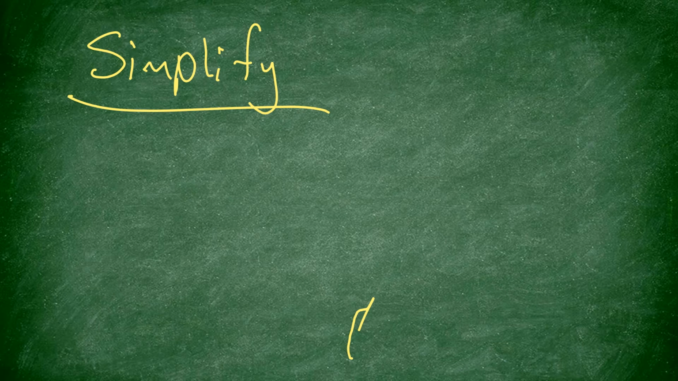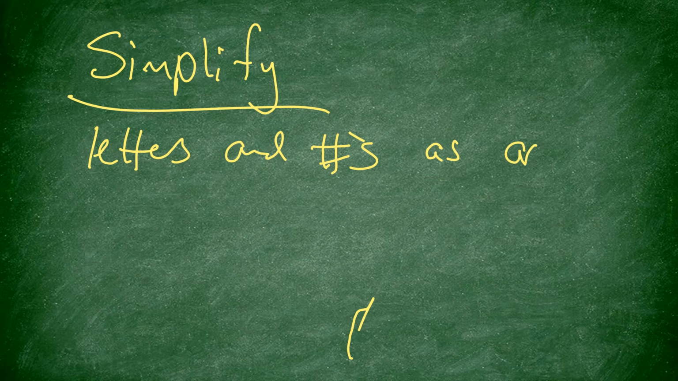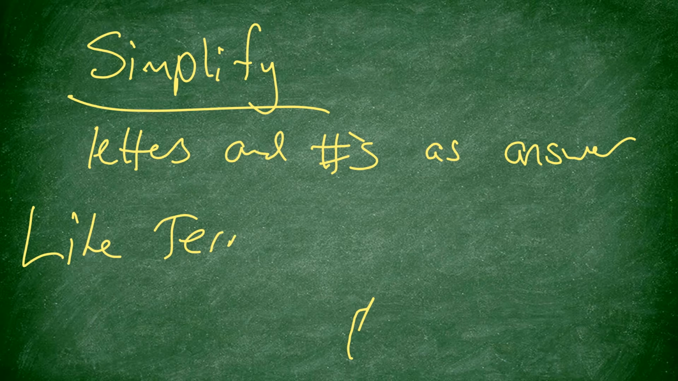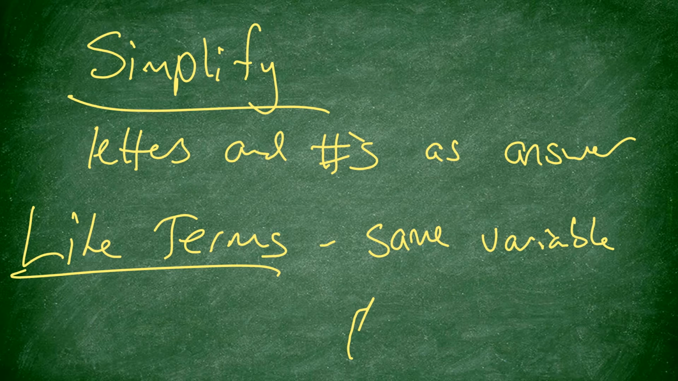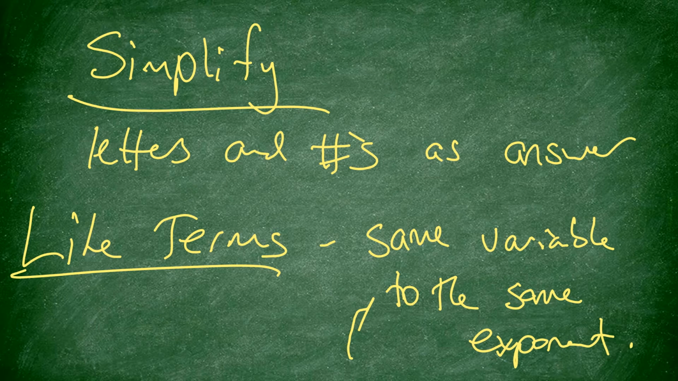Now the next set says simplify. A good way to think about that is you might have an algebraic expression as your answer, or you might have letters and numbers as the answer. And most importantly, you have to remember like terms. If you don't know what like terms are, you're going to struggle with simplifying. Like terms have to be the same variable to the same degree or the same exponent. That's where people are going to make mistakes, okay? So let's go into these.